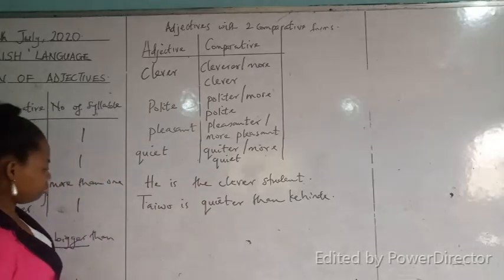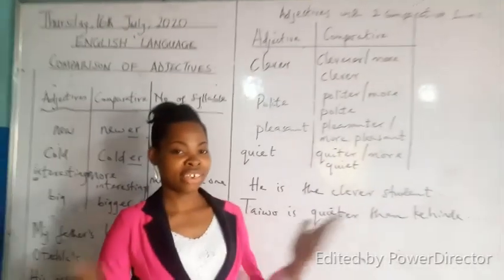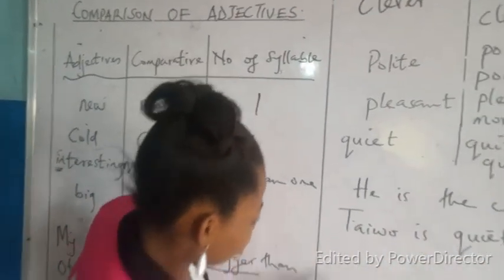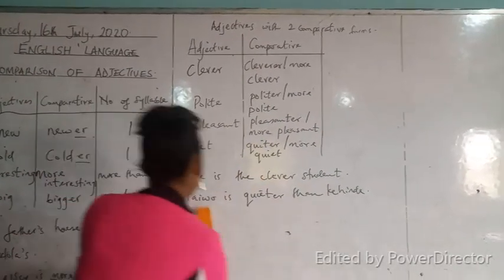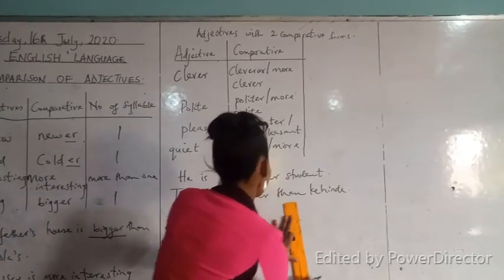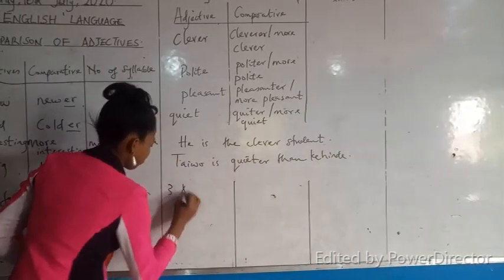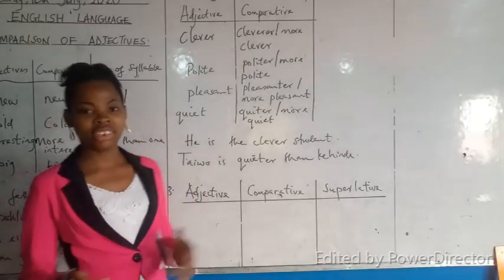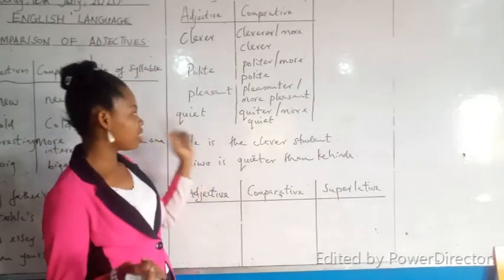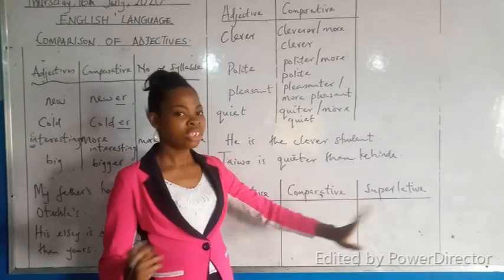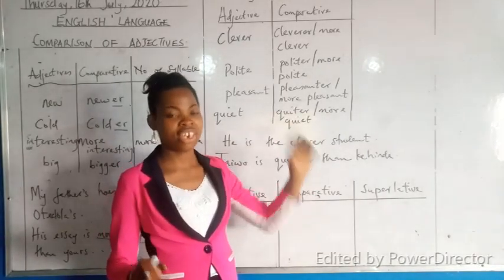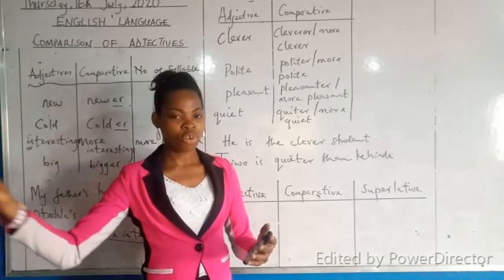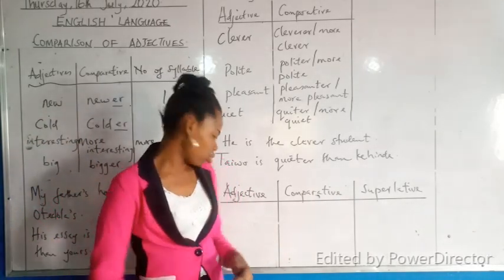So there's another set of comparative forms. They are known as irregular adjectives. They don't take the ER or the more. They change totally. These ones, their comparative and then the superlative form change. I know I did not make mention of superlative earlier. Now, superlative has to do with comparison between three or more. For the superlative, we add most. Alright, so let's look at such adjectives.